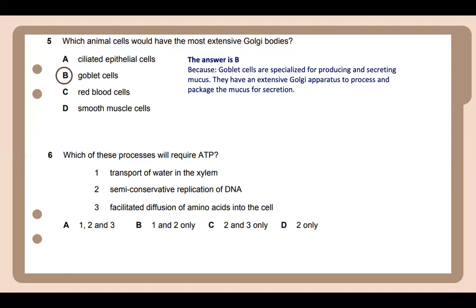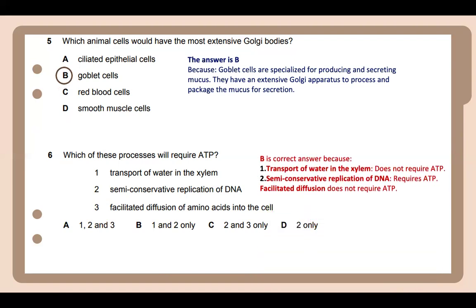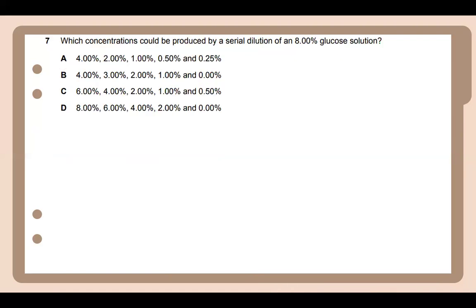And number 6, which of these processes will require ATP? The process that will require ATP is only semi-conservative replication. For statement 1, transport of water in the xylem and facilitated diffusion of amino acids into the cells do not require ATP. So the answer is D, 2 only.